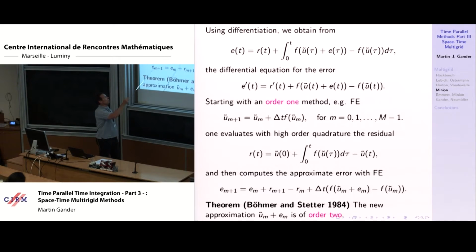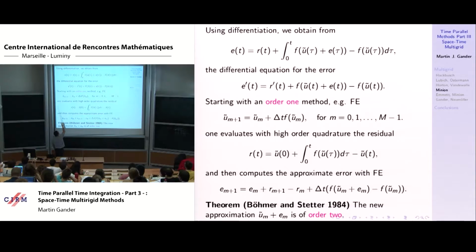Now here is just a copy of this formula. If I take a derivative of this formula now, I get a differential equation for E. And if I want to solve this equation with forward Euler, then I need to approximate this R tilde, but this I can calculate from the residual with an accurate quadrature rule. And so here is the advancement of the error with the R from the quadrature rule.